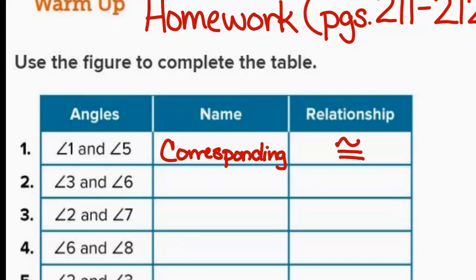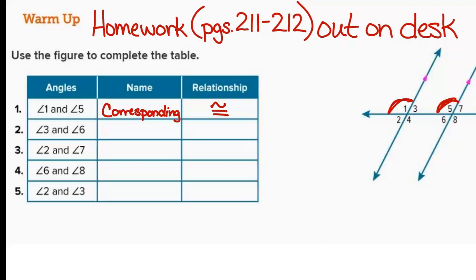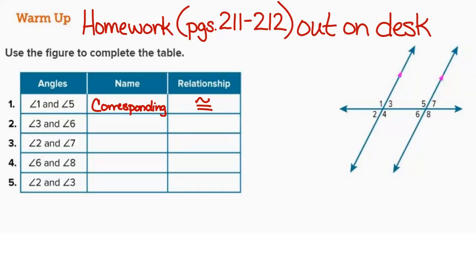We only have 3 types of special angle pairs that are supplementary. It's the consecutive ones, consecutive interior, consecutive exterior, and then a linear pair. Those are the only ones that we have that are supplementary. All the rest are congruent.